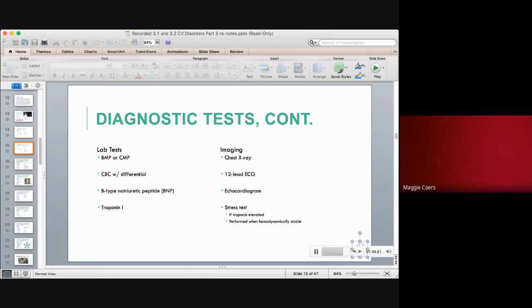An echocardiogram is also very important to see the ejection fraction of the heart. It's a test that we usually always order for heart failure, and it can tell us what the ejection fraction is. And then a stress test can be done once the patient becomes stable and comfortable. We usually only order a stress test if their troponin level was elevated when we drew the lab. We do that to rule out whether they have coronary artery disease on top of heart failure.